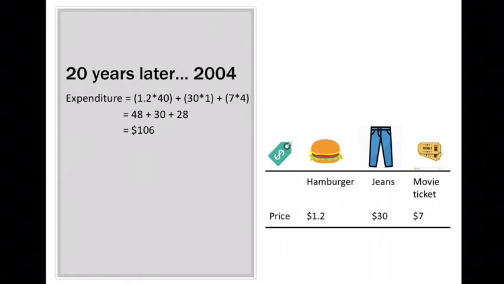In 2004, the prices are $1.2 for hamburgers, $30 for jeans, and $7 for movie tickets. Then we calculate the expenditure in 2004 by using 2004 prices and 1984 quantities, which is 1.2 times 40 plus 30 times 1 plus 7 times 4. The result is $106.